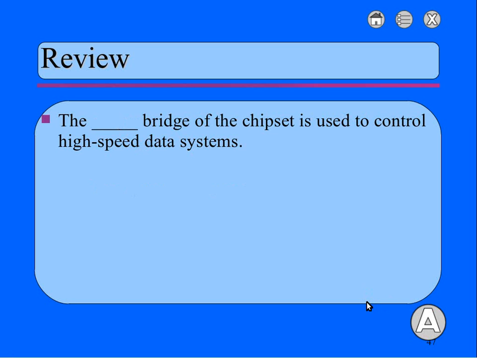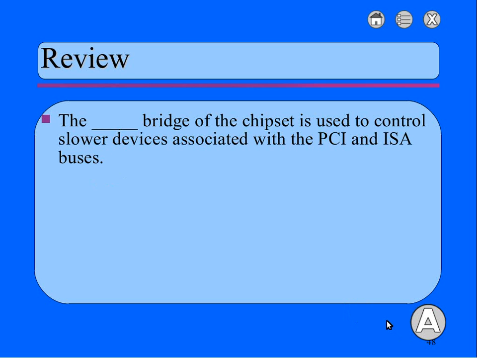The blank bridge of the chipset is used to control the high-speed data systems. Which one is the high-speed one? Yeah, it's the North bridge. And the blank bridge of the chipset is used to control slower devices associated with the PCI and ISA bus. Which one is that? That's considered to be the South bridge.